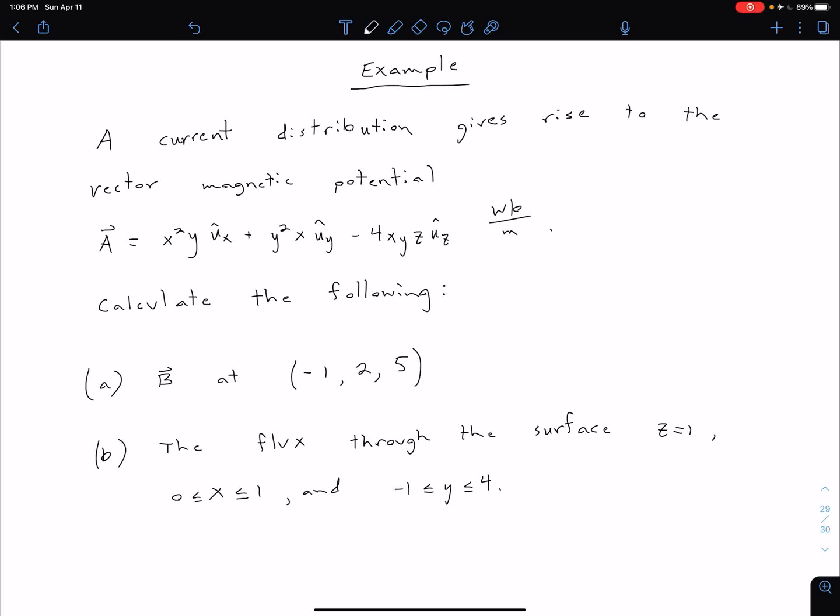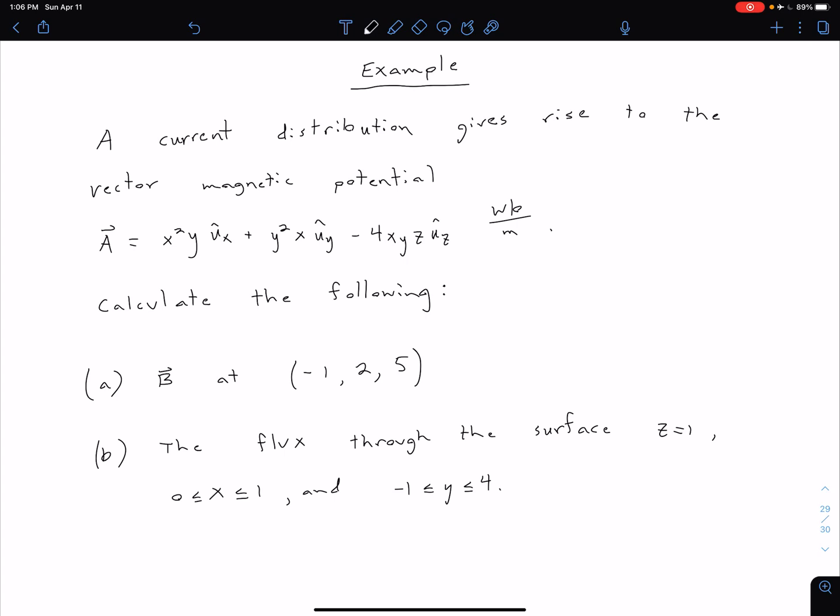Let's finish out this unit by taking a look at an example. We're given that some current distribution has given rise to the vector magnetic potential A, and A is given here as x squared y in our x direction, y squared x in our y direction, and minus 4xyz in our z direction. And that's in units of Webers per meter. And we want to calculate two things.